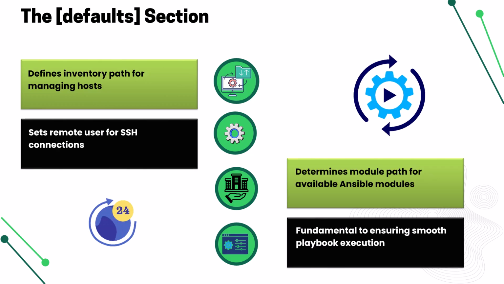This section is the backbone of your configuration. Without proper inventory settings, it's like a lost GPS signal. Ansible won't know where to go. The remote user setting ensures tasks are executed with the correct access. And the module path, well, it's like knowing where all the kitchen tools are. Without it, you can't cook up your automation magic.